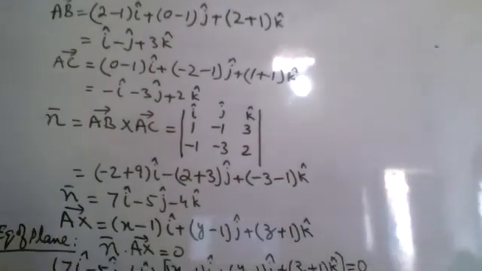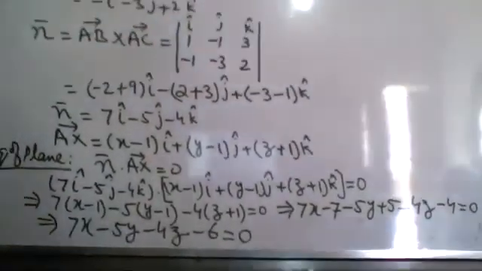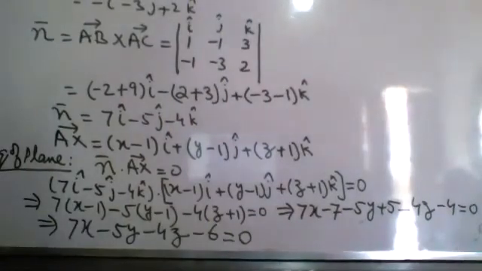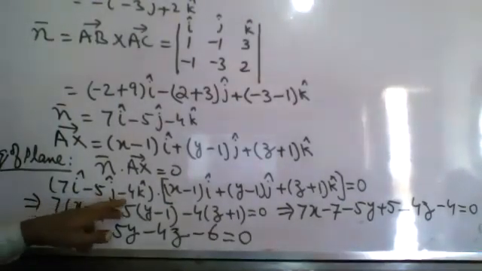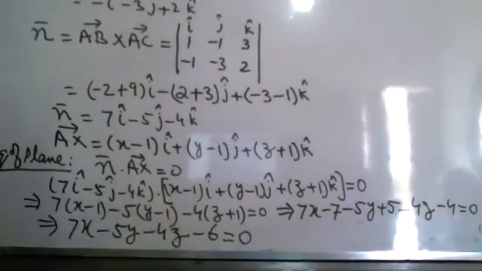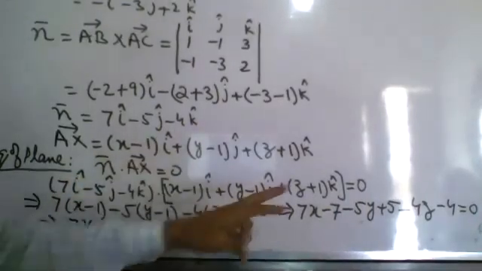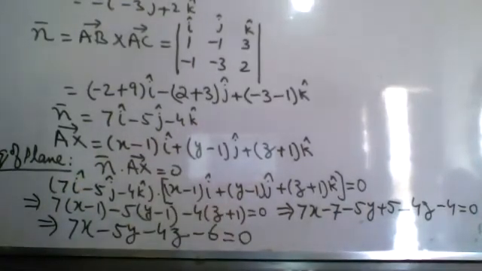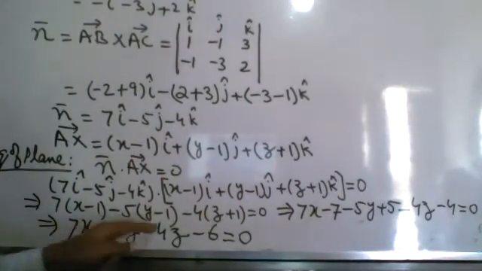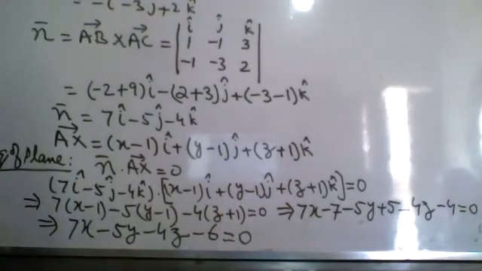Now we took the dot product of both the vectors, n dot AX equal to 0. So n is 7i minus 5j minus 4k dot (x minus 1)i plus (y minus 1)j plus (z plus 1)k, and we took it equal to 0. We must put equal to 0. We took the dot product. The final answer will become 7x minus 5y minus 4z minus 6 equal to 0. This is the equation of the required plane.